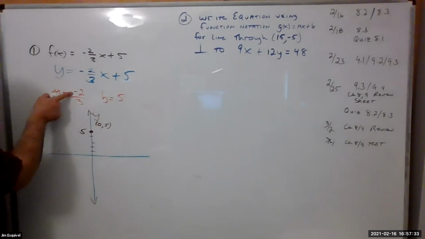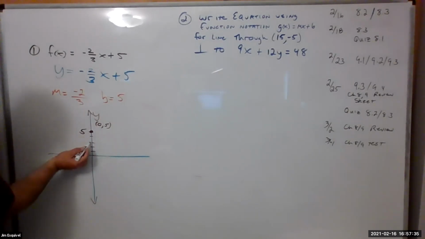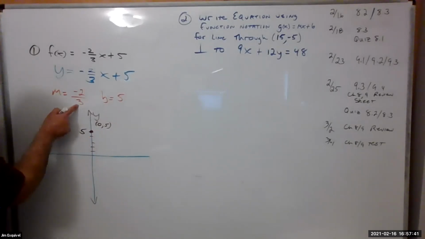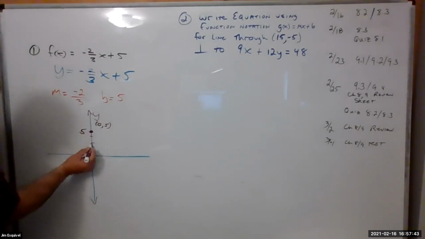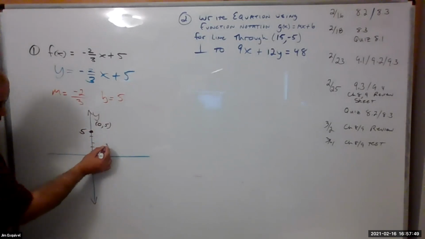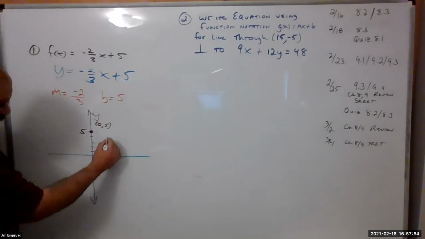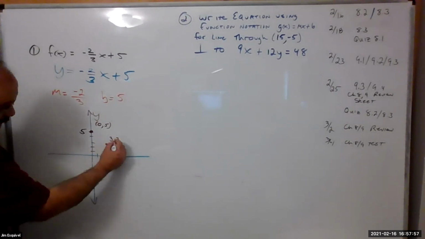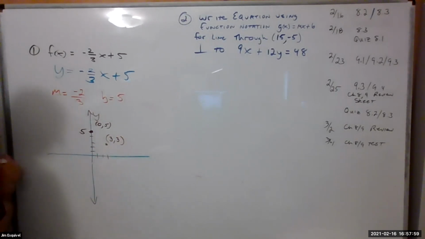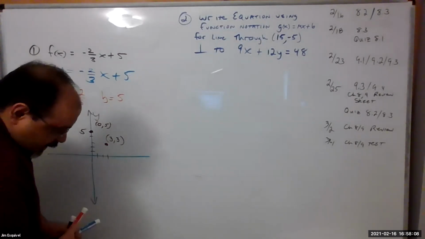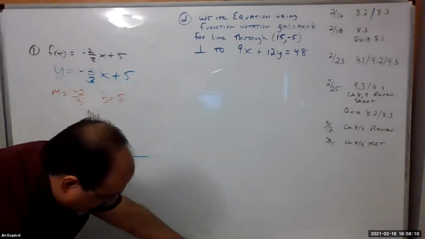The rise is -2. So from this point, you go down 2. So from 5, if you go down 2, you're at 3. And the run is +3. So you go down 2 and you go right 3. Down 2, right 3 puts us right here. The location of this point, x is 3 and y is 3. So there's your 2 points. That's all you need to graph your line. Draw your line and don't forget your arrows. And I don't think anybody forgot their arrows, so that was good.